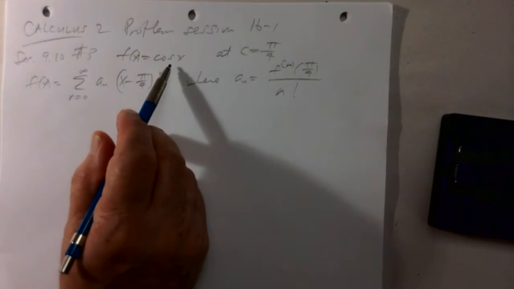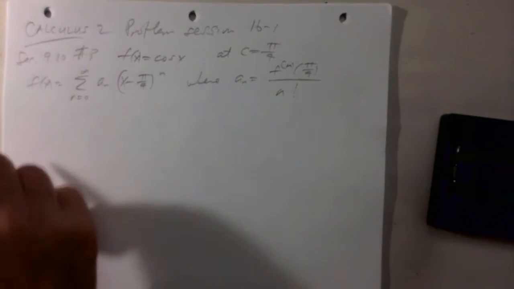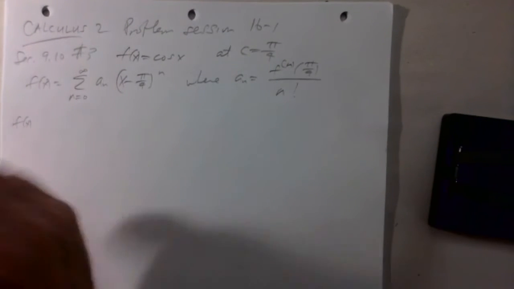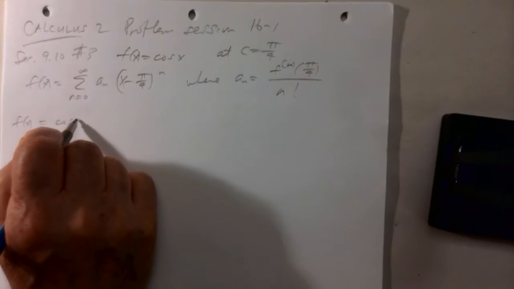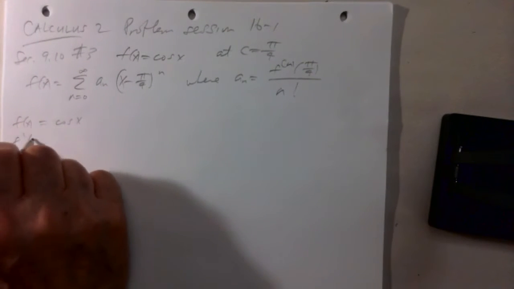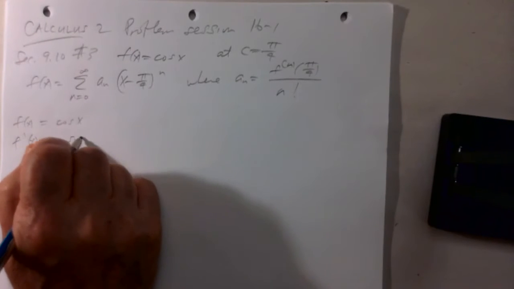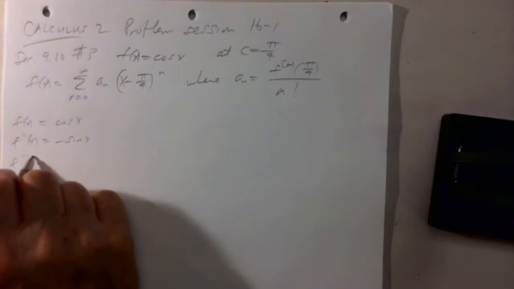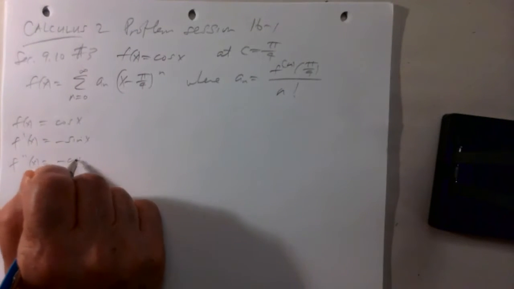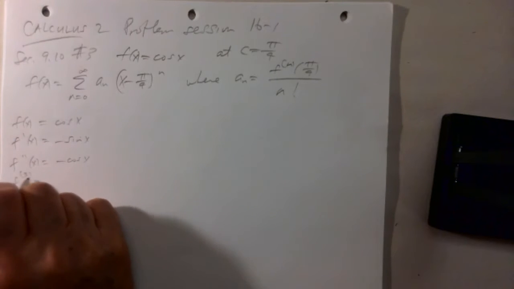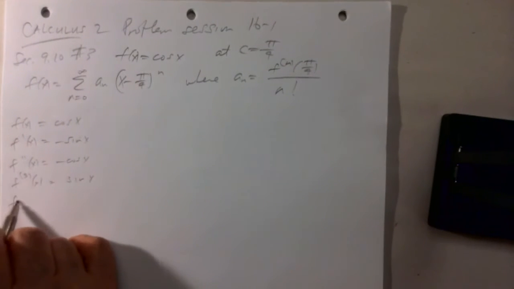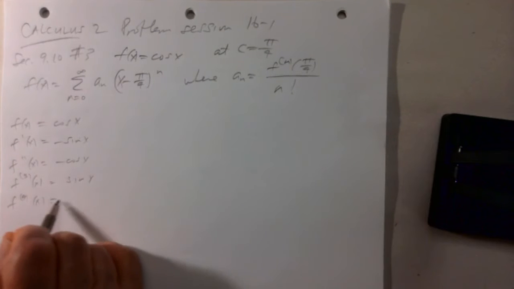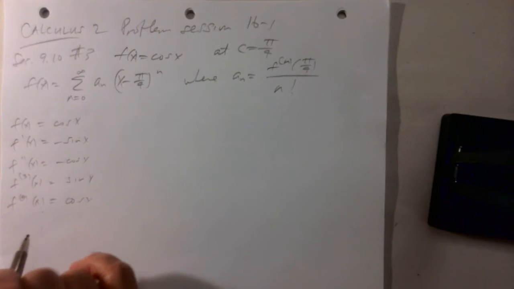And for f of x equal cosine x, it's easy to find the derivatives because they repeat every 4 times. So f is the cosine. The first derivative is minus the sine. The second derivative is minus the cosine. The third derivative is plus the sine. And the fourth derivative brings us back to the cosine. So then it just repeats.